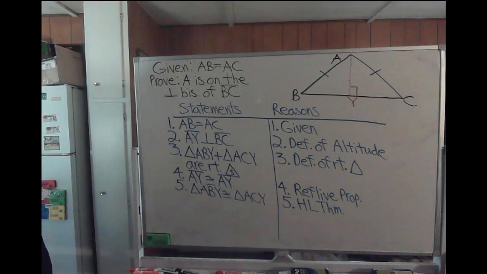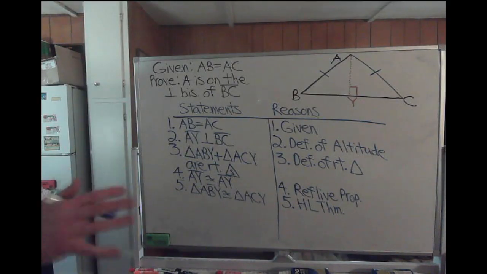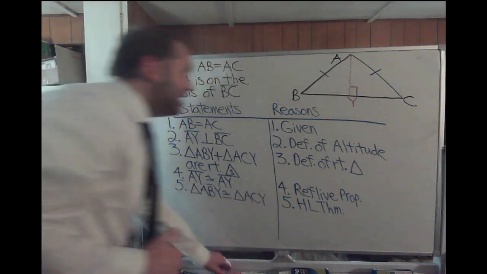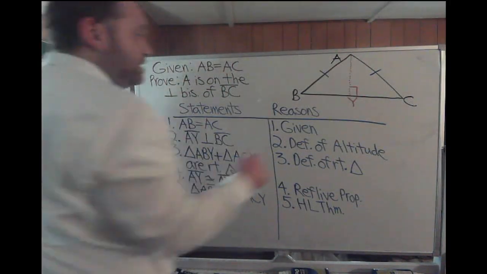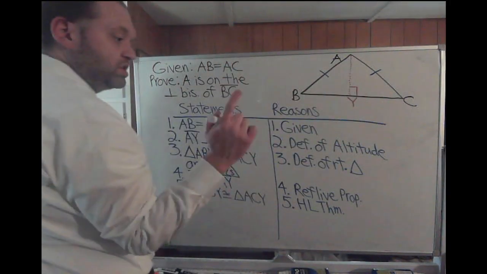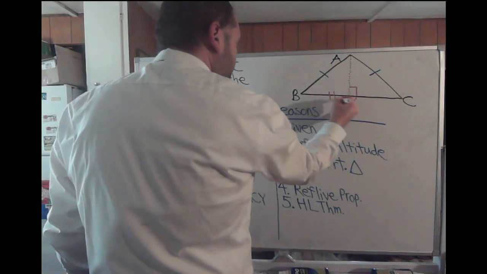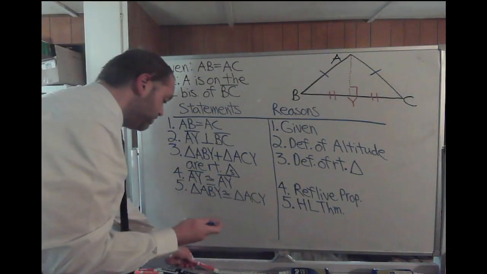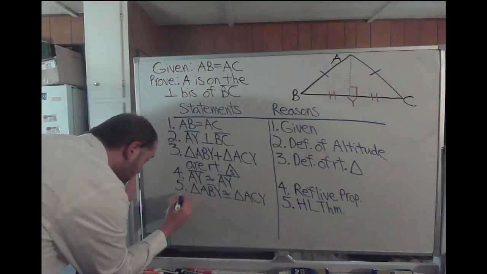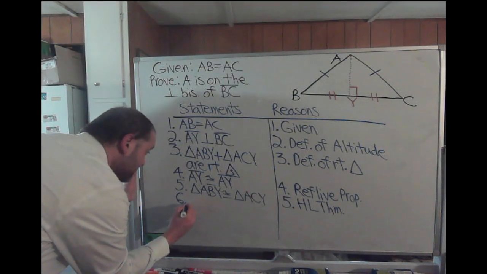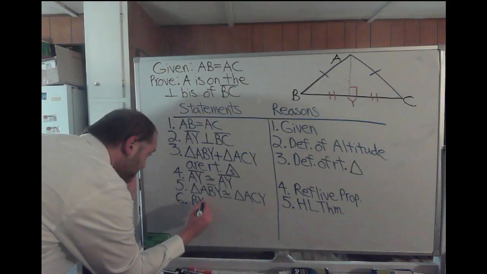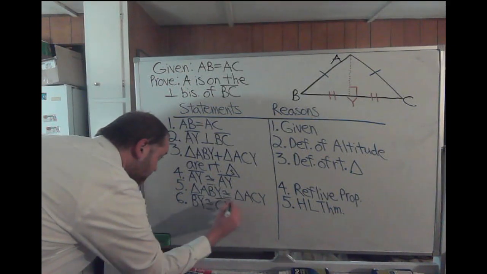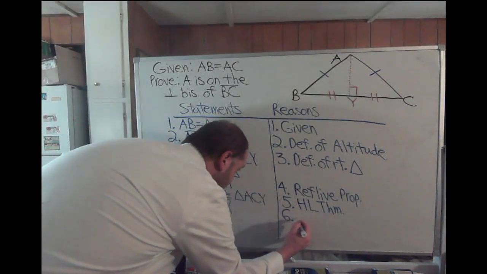Alright, so what else then? If we've proven these two triangles congruent, then wouldn't that have to mean, since BY and CY are corresponding parts of those triangles, that they're congruent to each other? So we can put that in our diagram now, since we've proven the triangles congruent. We could say that BY is congruent to CY by CPCTC.